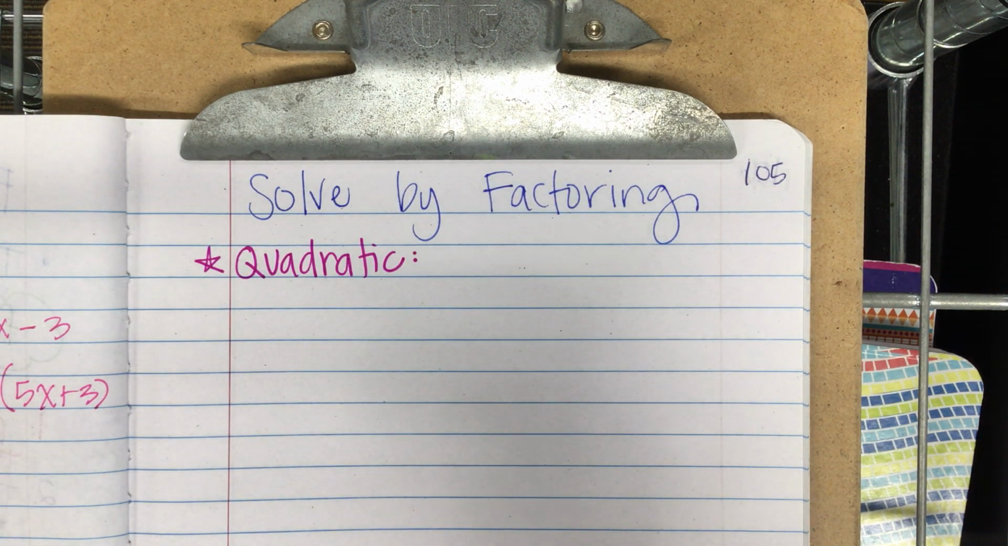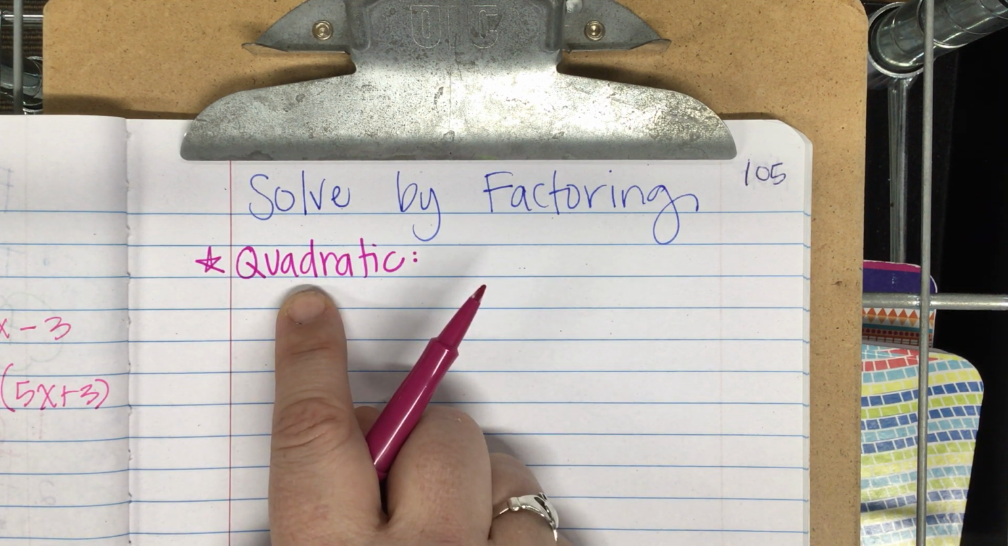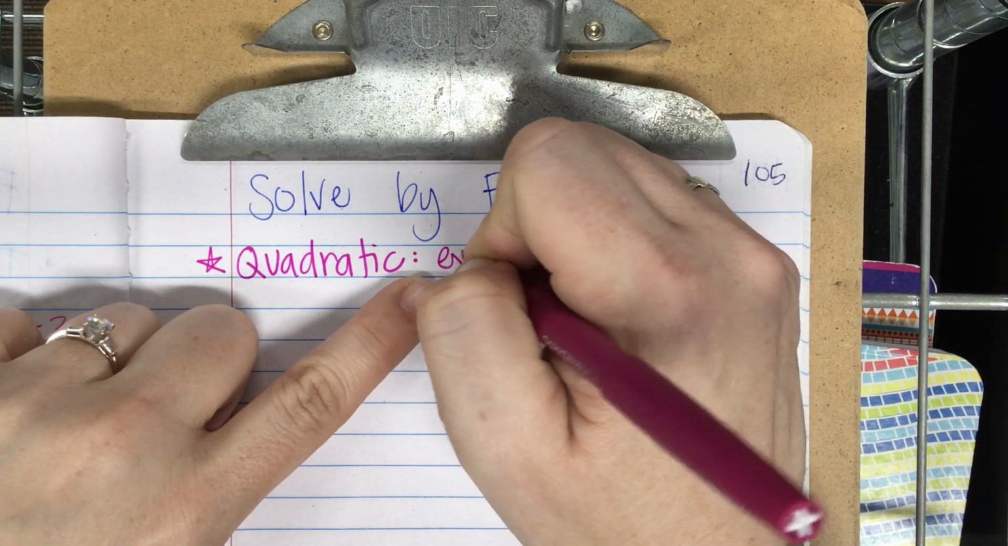4 terms. Quadratic, I get it. Quad means 4, right? No. But this is not talking about the number of terms. This is talking about the degree. What does the degree of quadratic mean? 2. Exponent of 2. Good.